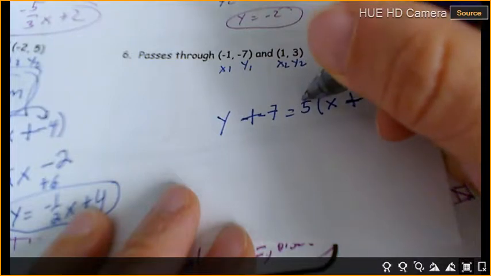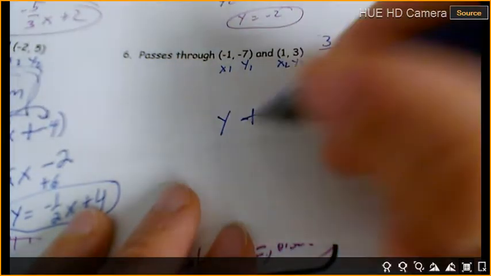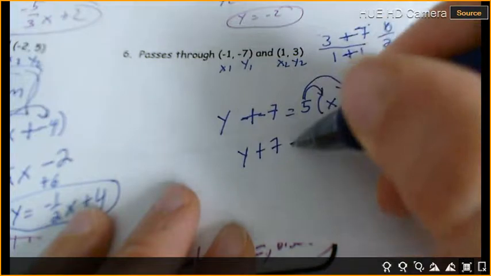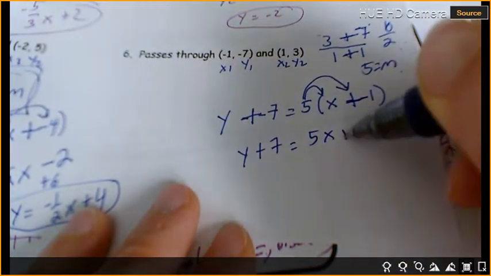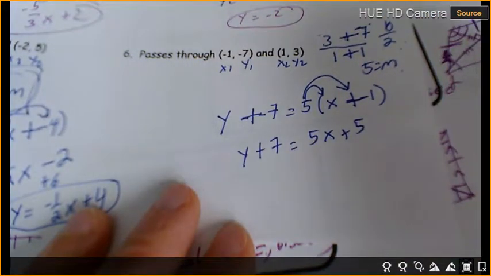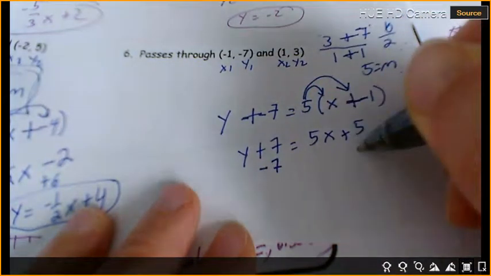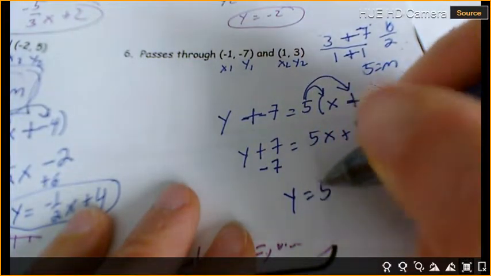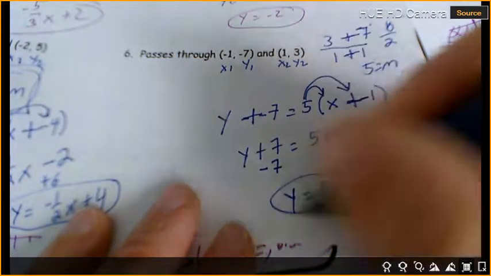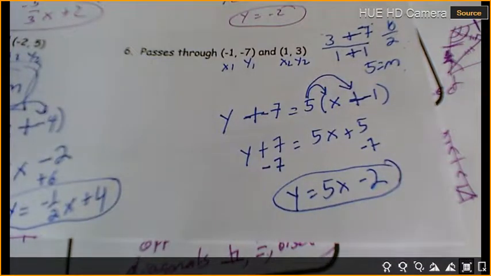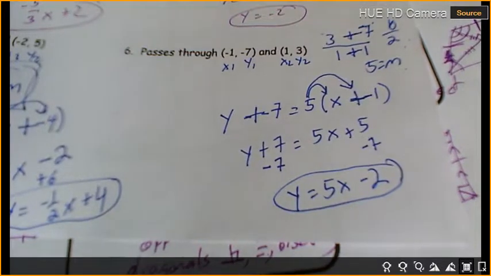You added incorrectly. We're going to distribute 5. So we get y plus 7 equals 5x plus 5. And then what do I do next? Minus 7, good. So we get y equals 5x minus 2. Okay? So your homework's just like this, guys. You're just going to be finding slope. You're going to find the slope. You're going to put it in point slope form and do that.